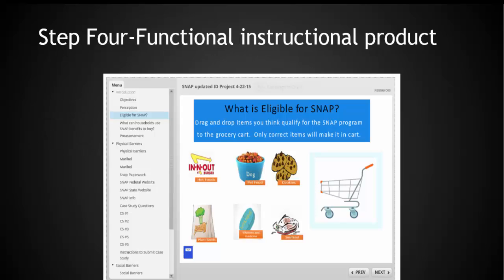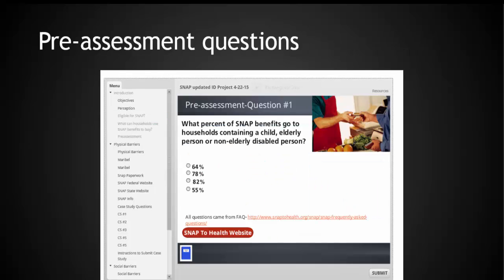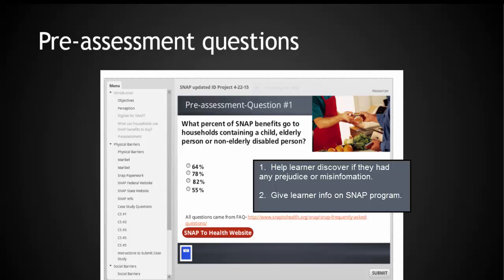The pre-assessment started with a quick drag-and-drop activity where the learner was instructed to put the correct eligible SNAP items in a grocery cart. This activity is followed by pre-assessment questions developed with a dual intent: one, to help the learner discover indirectly if they had any under-the-surface prejudice or misinformation about the SNAP program, and two, to give the learner information about the SNAP program that the learner may not have been aware they did not know.